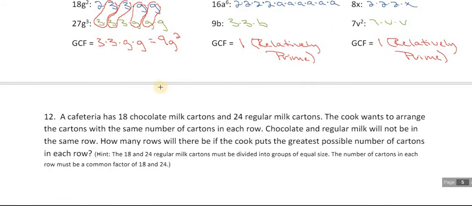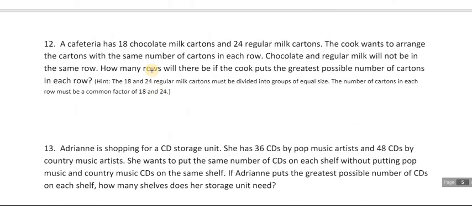All right, so we've got 2 word problems here, I believe, to wrap things up. Number 12 says a cafeteria has 18 chocolate milk cartons and 24 regular milk cartons. The cook wants to arrange the cartons with the same number of cartons in each row. Chocolate and regular milk will not be in the same row. How many rows will there be if the cook puts the greatest possible number of cartons in each row?